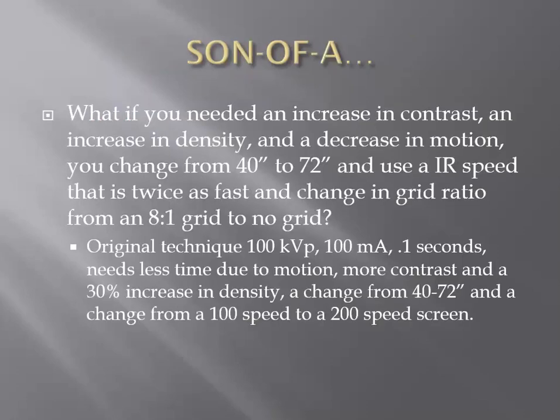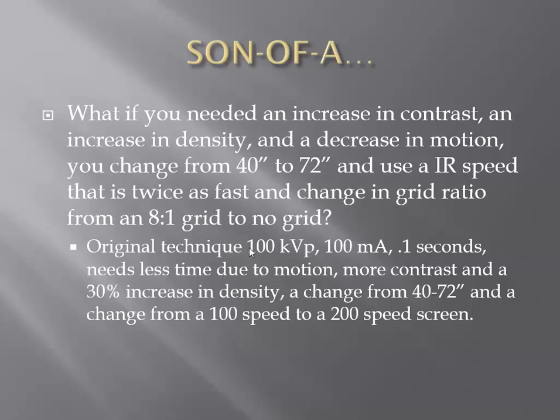So now we're going to add grid ratio to the equation. Same problem that we had before. The only thing that we're going to do is just add one more step to it. So if you needed an increase in contrast, an increase in density, a decrease in motion, and you changed from 40 to 72 inches, and you used an image receptor speed that's twice as fast, and you changed your grid ratio from 8 to 1 to no grid, which makes totally no sense at all because you wanted to increase your contrast, but whatever, humor me for the sake of this problem.